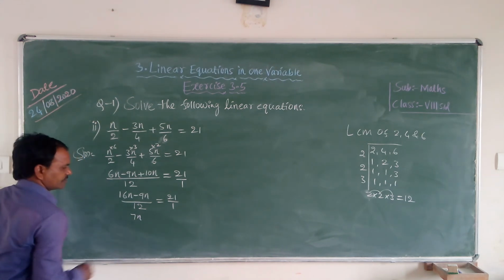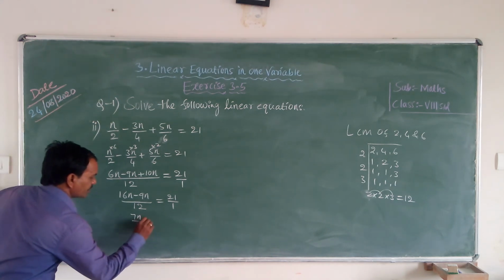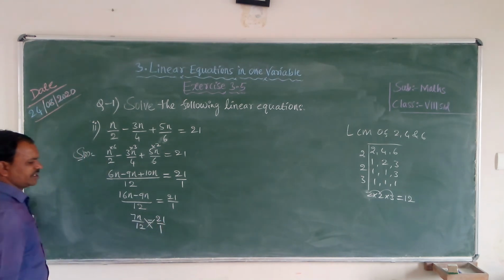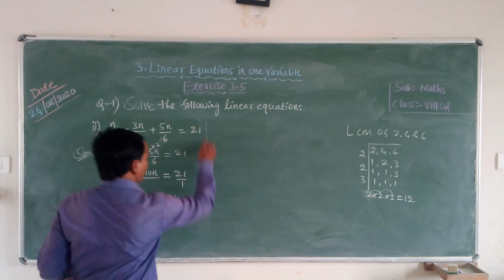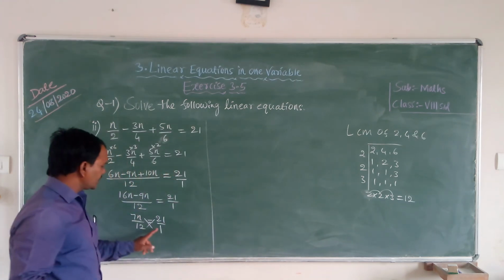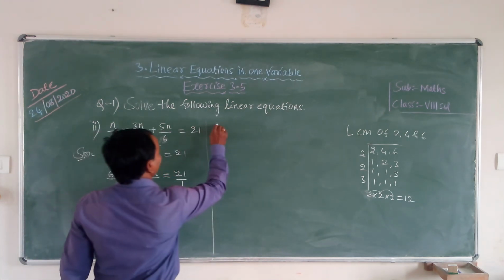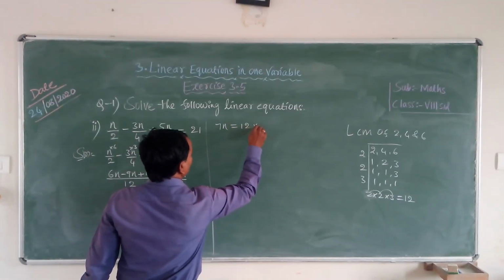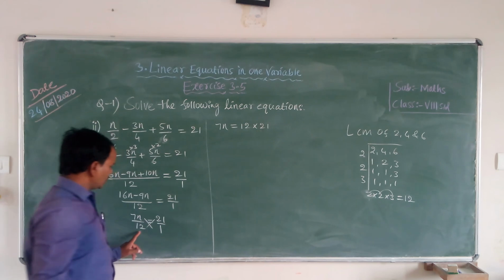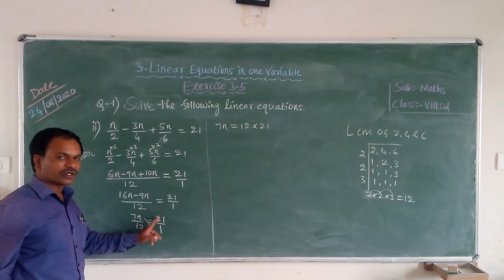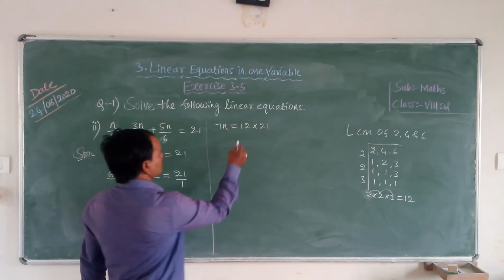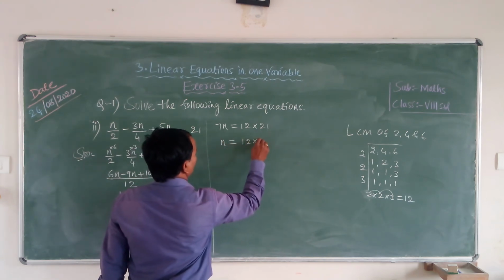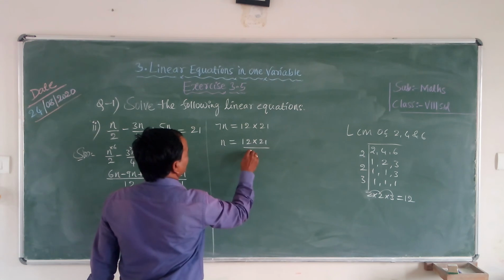7n divided by 12 is equal to 21 by 1. Then cross multiplication. Now in cross multiplication, what happens? 7 into 1 means what? 7n is equal to 12 into 21. Cross multiplication. So we have to multiply. Don't multiply; we write 12 into 21 divided by this 7.